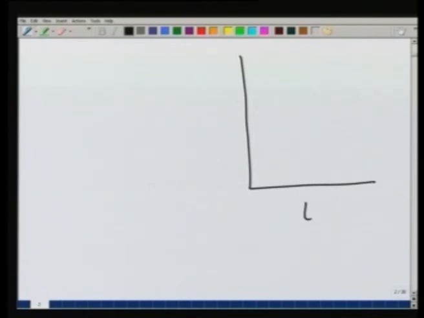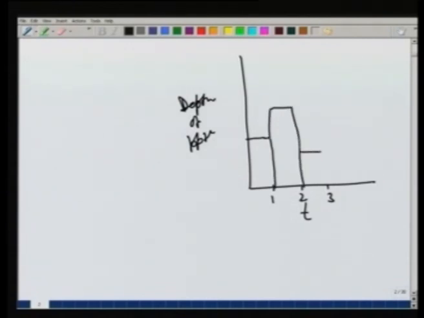would typically look like time versus depth of precipitation, and this will be 1 day, 2 days, 3 days like this, and there will be some depth measured during that day like this. So, this kind of precipitation record comes from a non-recording gauge.